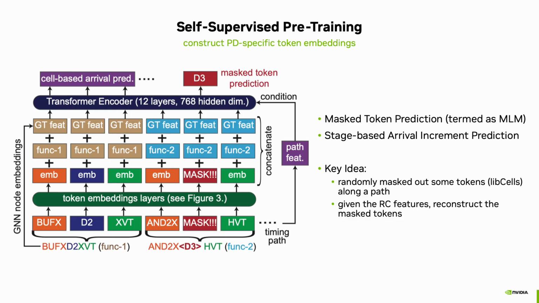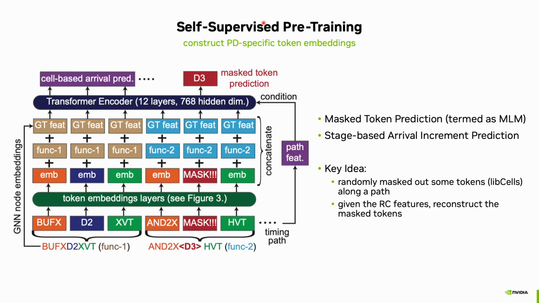One of the self-supervised tasks is the cell-based arrival time prediction task, as shown in the figure on the left here. Given a timing path, we train the model to predict this stage-based arrival time increment along the path. The goal is to have the model to pick up the timing concept by using the RC features and the associated library information. Another task is the mask token prediction task, which is commonly termed as MLM.